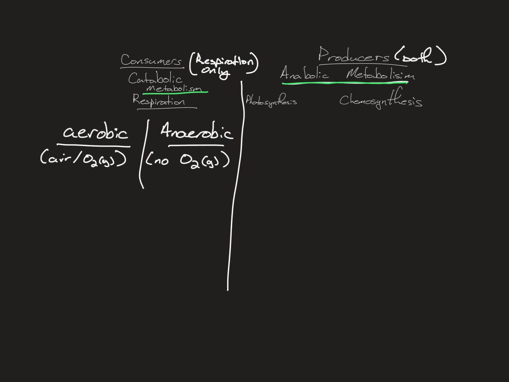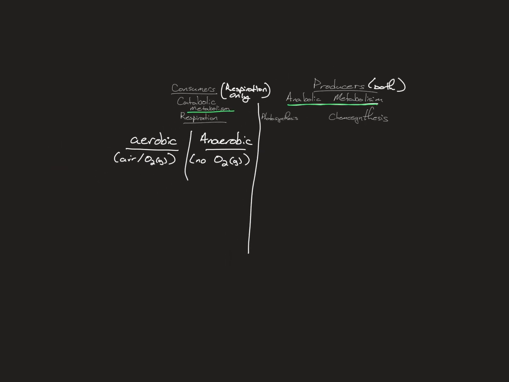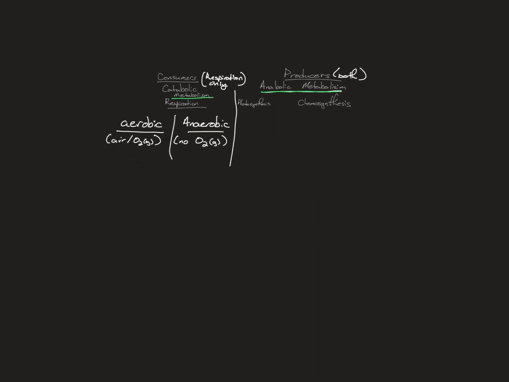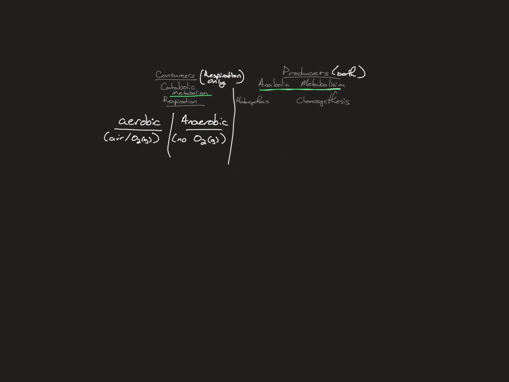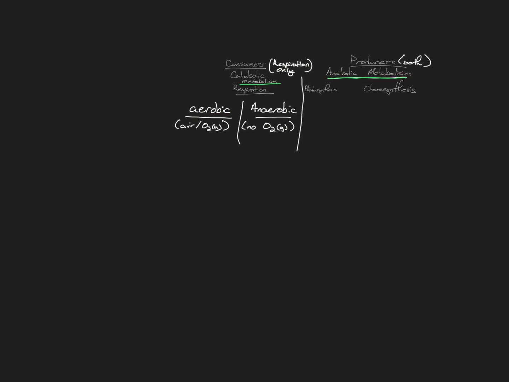Okay? So aerobic respiration is what happens when you use oxygen. Anaerobic respiration is when there's no oxygen being used. We do both. Metabolism.